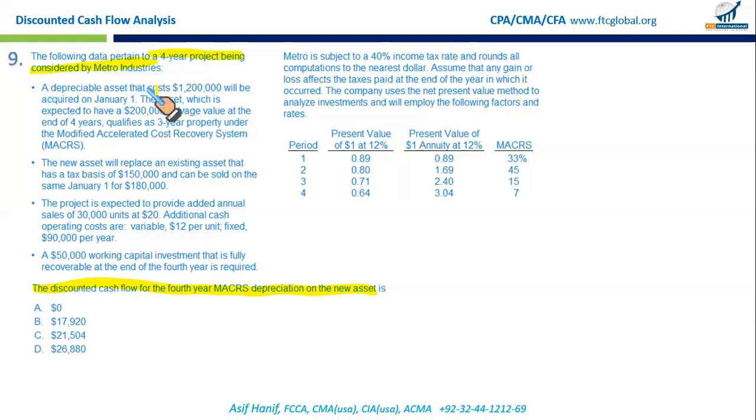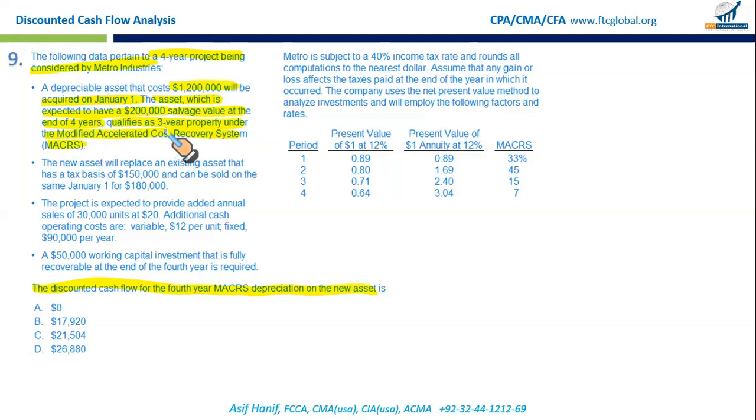A depreciable asset that costs 1.2 million will be acquired on January 1st. The asset is expected to have a 200,000 salvage value at the end of the 4 years. Initial investment is 1.2 million for the machine. The salvage value is $200,000, and it qualifies as 3-year property under the Modified Accelerated Cost Recovery System. Remember, the tax rates are specified in the tax laws in the US.